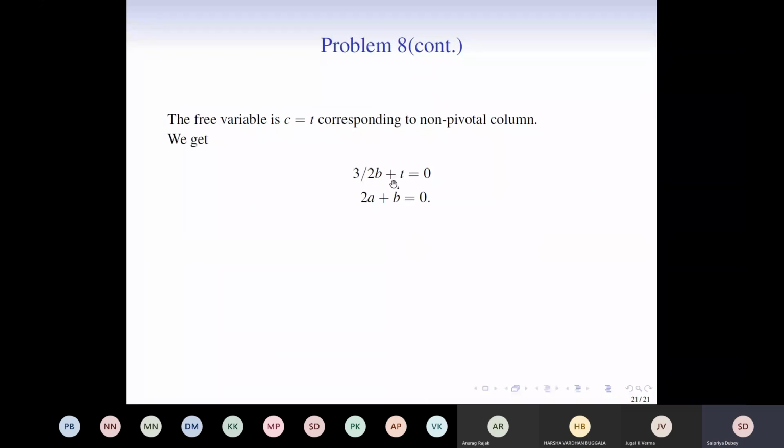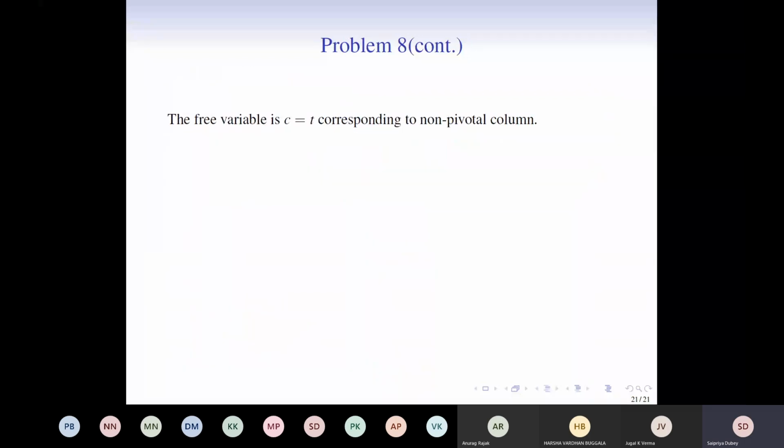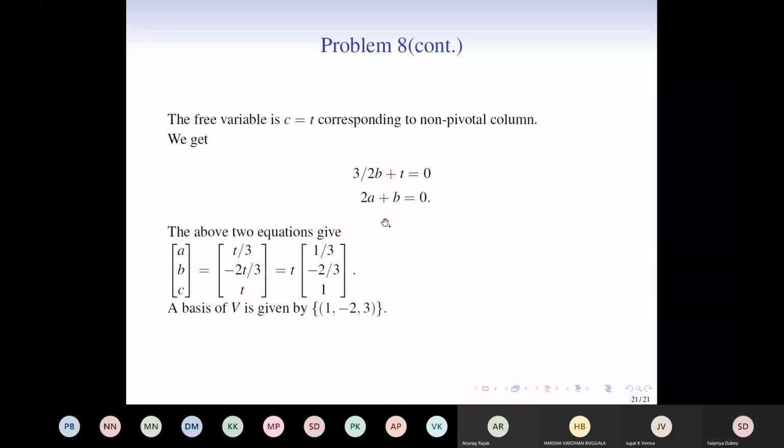And then we get 3/2 b plus t is equal to 0 and 2a plus b is equal to 0. From where are we getting these equations? We are just getting these equations from this matrix. This matrix times (a, b, c) is also equal to 0. The solution doesn't change when we apply the elementary row transformations. Okay, this is one thing to be observed here. So we have got these two equations, and the above two equations again give us this.